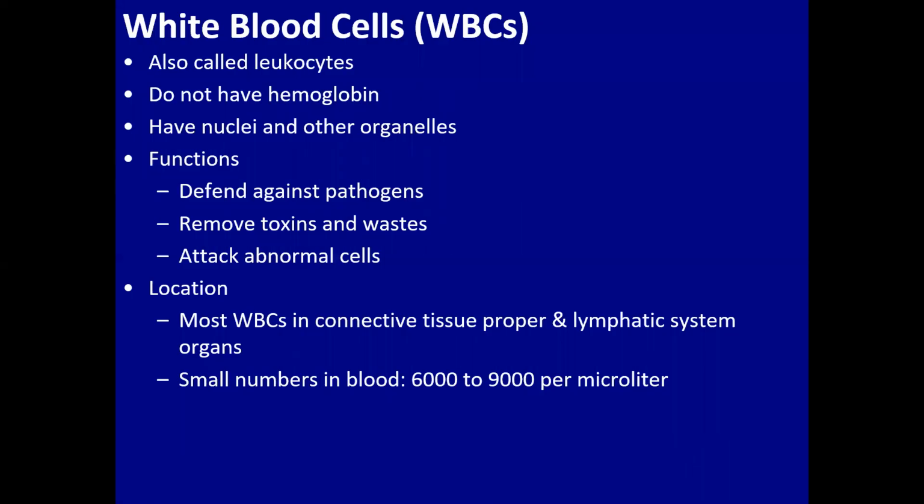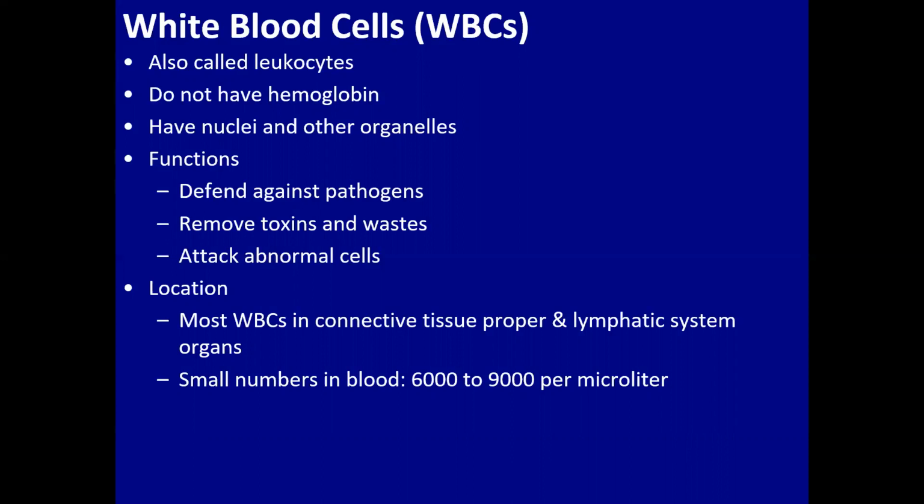Leukocytes, or white blood cells, don't have hemoglobin, but they do have nuclei and they do have other organelles. So it's clear from this that they have other functions that are completely different from red blood cells. So they defend against pathogens, remove toxins and waste, and attack abnormal cells.